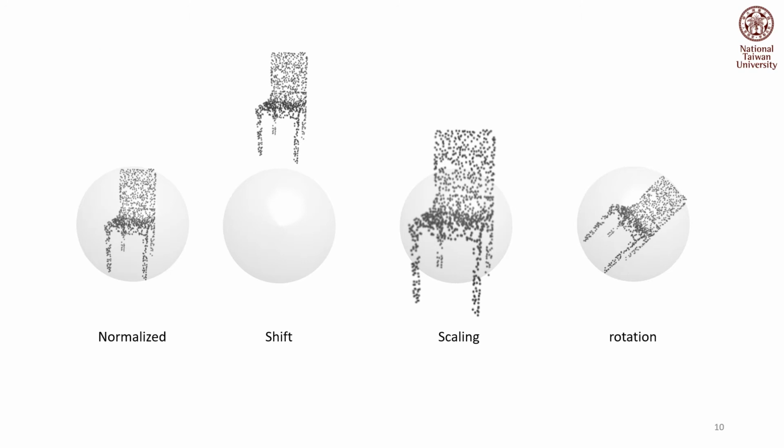Here are some illustrations. The leftmost figure shows the normalized point cloud object, and the three figures on the right show the point cloud object under different transformations, like shift, scaling, and rotation, respectively. Many previous works rely on normalization tricks. If the input point cloud is not normalized properly, their performance might be degraded, and that is not allowed in many real-world applications.